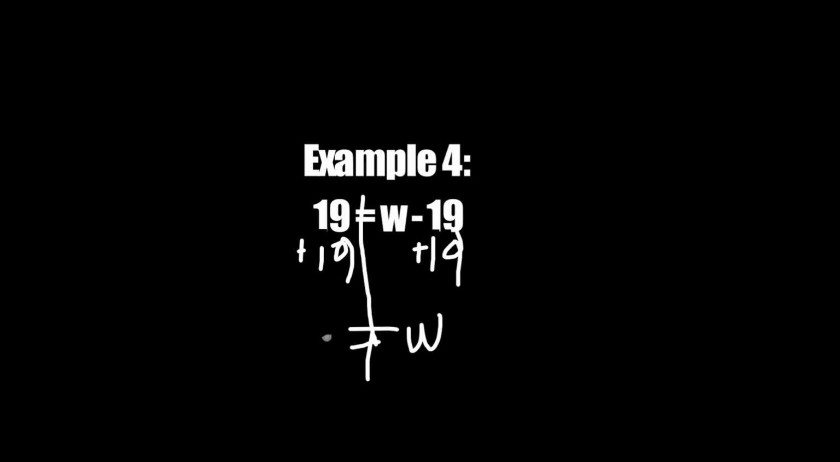Now let's move on to example number 4. 19 equals W minus 19. So the inverse of subtracting would be adding, so we would add 19 to this side and 19 to this side. And that would give us W equals 19 plus 19. We can do some mental math and we will get 38.